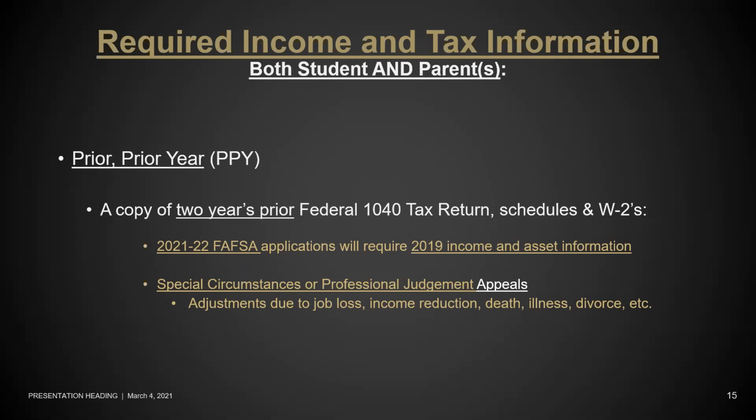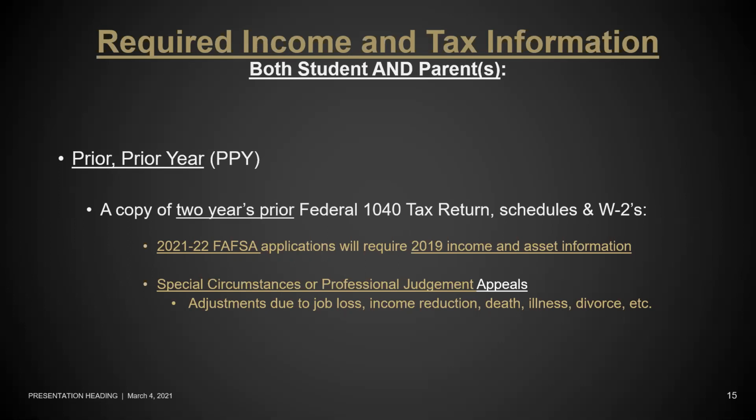It could even be a circumstance where there's another baby in the house, so there's another kid that wasn't included on the tax return, but is now part of your household. So in that case, you still have to provide your 2019 tax information on the FAFSA application, and receive your official award notice from the financial aid office.